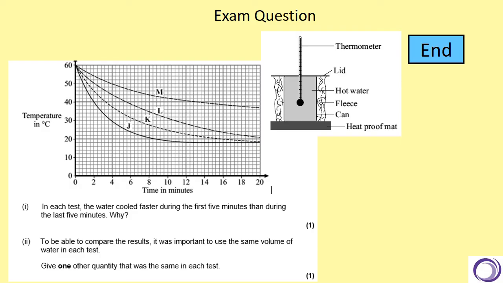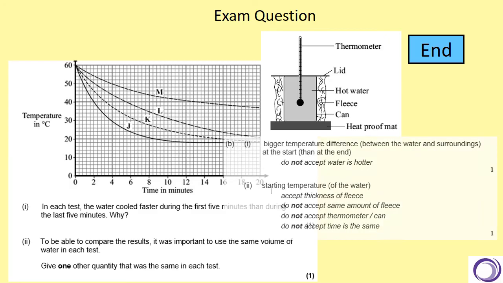Okay, part 1. In each test, the water cooled fastest during the first 5 minutes compared to the last 5 minutes. Why? We always call them cooling curves. They always end up curving. They don't fall straight down. And that's because you get a greater temperature loss when there's a bigger difference in temperature. So if you've got an object at 60 degrees and the room temperature's at 20 degrees, it'll drop more quickly because there's a bigger difference. So on the mark scheme, bigger temperature difference.